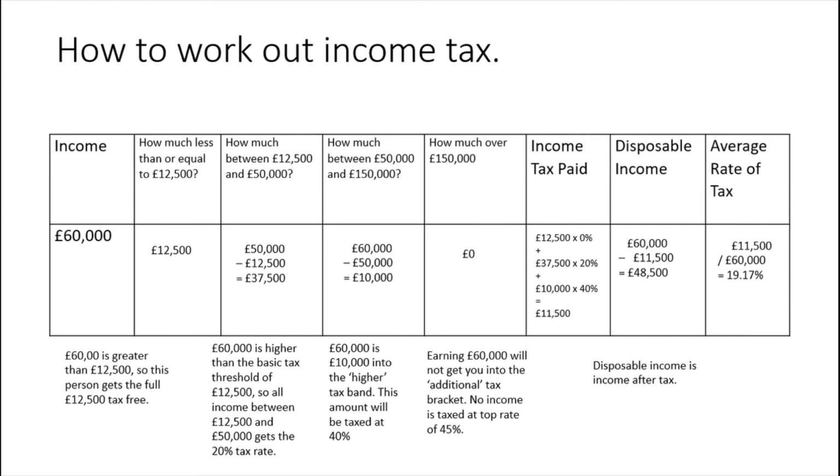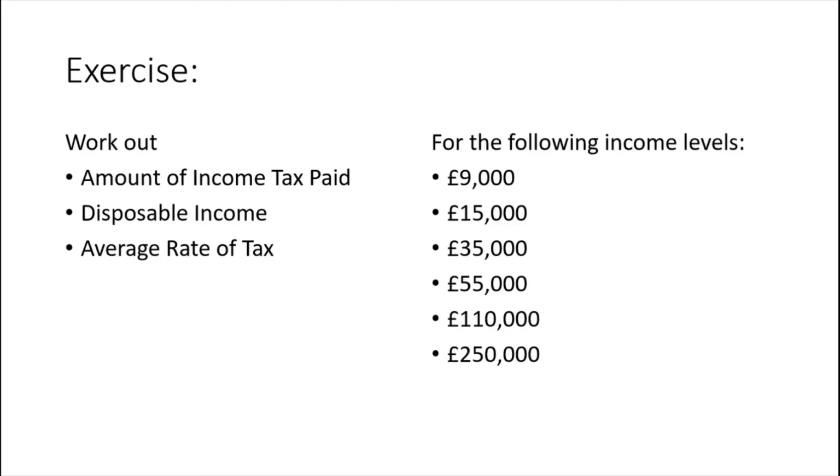You can also work out the average rate of tax. Remember, all of the tax rates that we looked at before were marginal, the rate of tax you pay on each additional pound that you earn. In this case, the average rate of tax is to look at the entire tax bill as a percentage of the overall income that that person makes. And in this case, you can see it's 19.17%, which is considerably lower than the 40% rate of tax that their last marginal rate was charged at. As an exercise, it's a good idea to work out the amount of income tax paid, disposable income, and the average rate of tax for the following income levels.